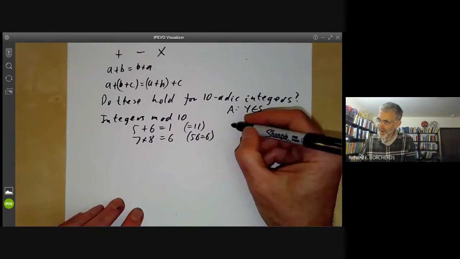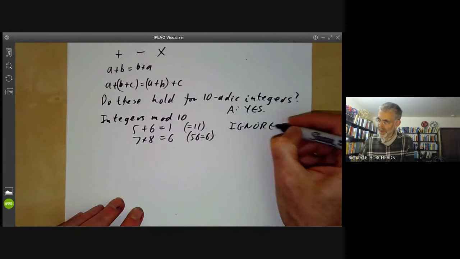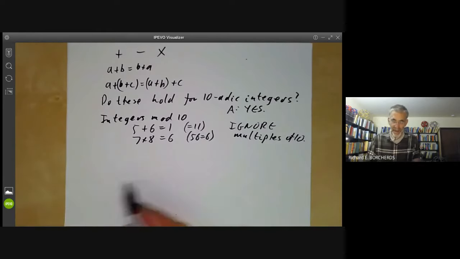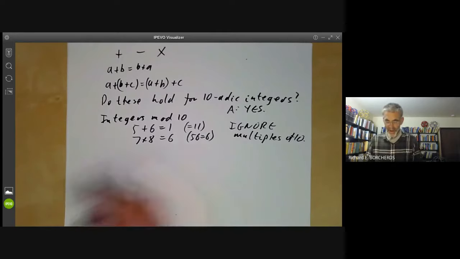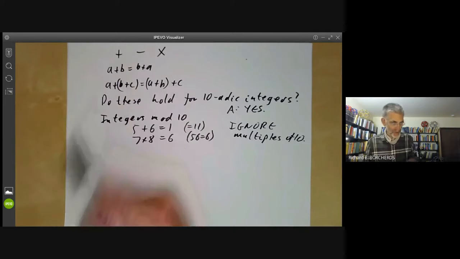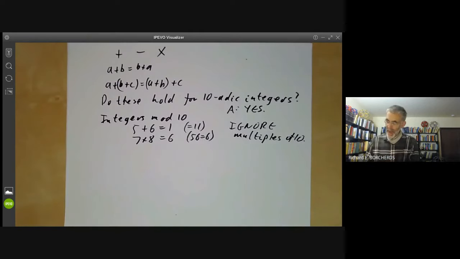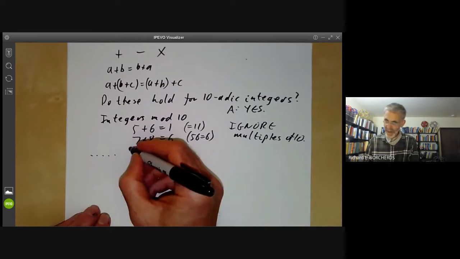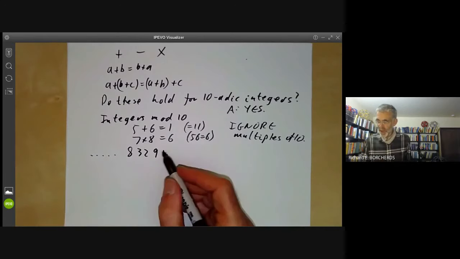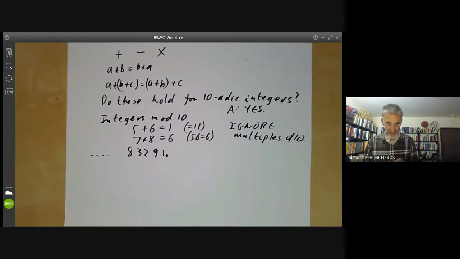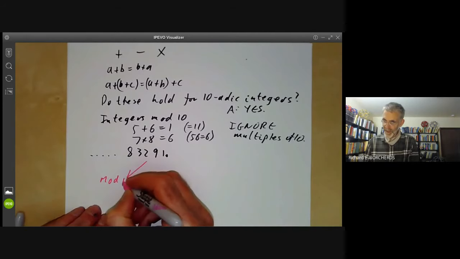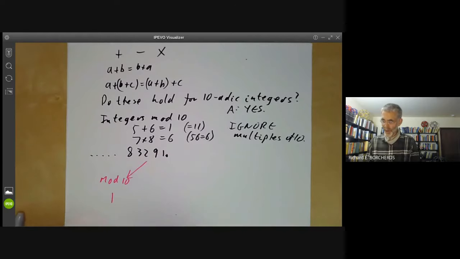So this just means ignore multiples of 10. And you know, if you've been to a number theory lecture, that the integers modulo 10 also satisfy the usual rules of arithmetic. And now let's take a random 10-adic number like 83291 or something like that. And you notice this gives us an integer mod 10. So we can take this number mod 10, and it's just 1 mod 10.